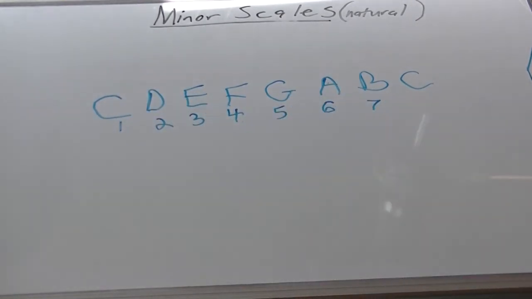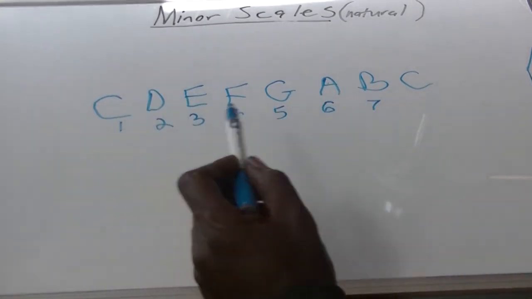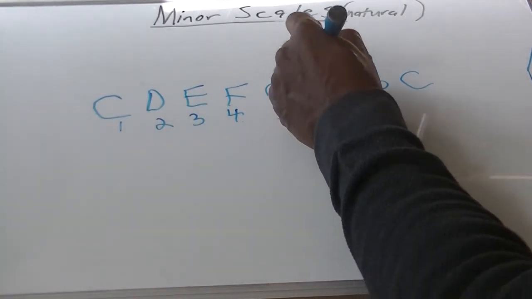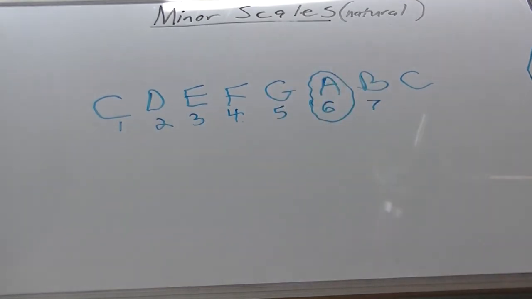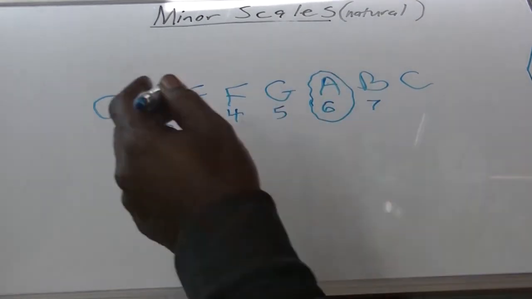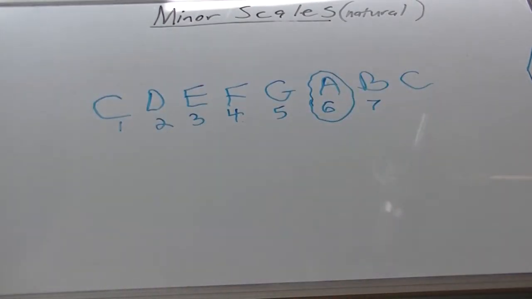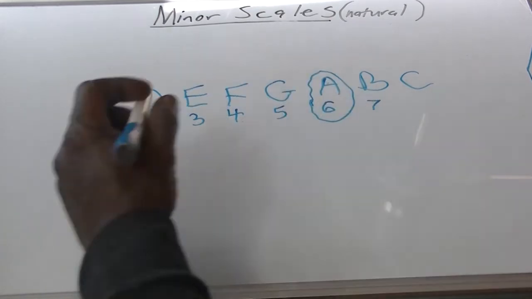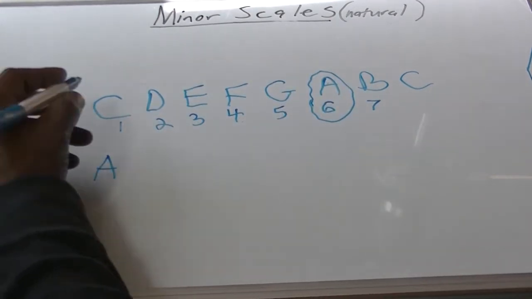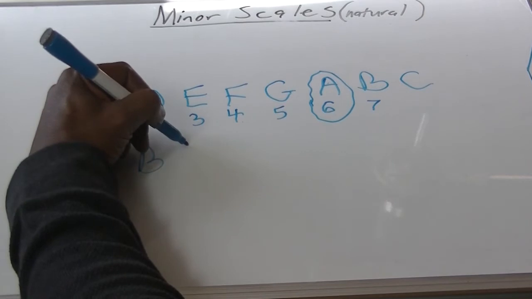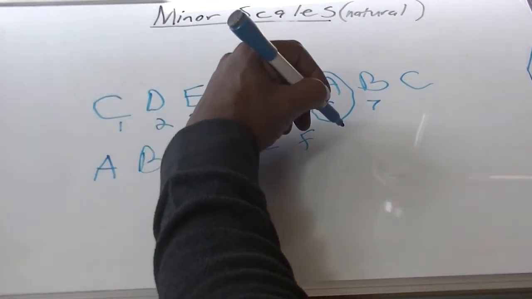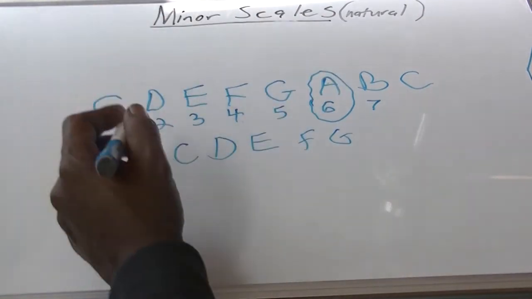So we have a C major scale here, and I want to direct your attention to the A note. The A note is the sixth note of the scale. The rule works like this: if you have a major scale, the sixth note of the major scale is the root note of the relative minor scale, and the relative minor scale has exactly the same notes in it.